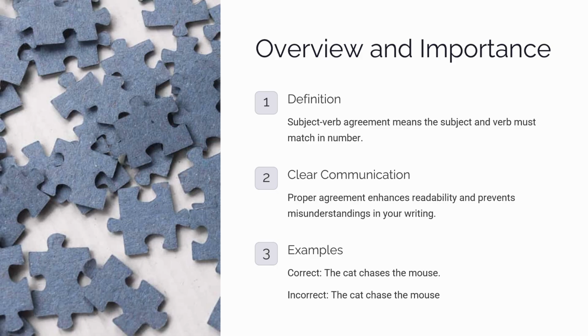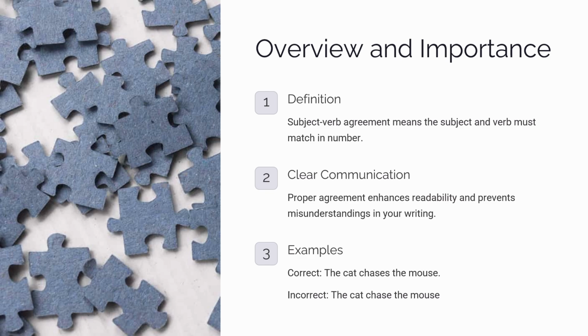Okay, so first let's take a closer look at what subject-verb agreement is and why it's so essential. So to start with the basic definition, subject-verb agreement means that the subject of a sentence and its verb must align in terms of number. So when we have a singular subject, it takes a singular verb, and similarly, a plural subject needs a plural verb. So this might seem straightforward, but it's easy to overlook, especially when sentences become more complex.